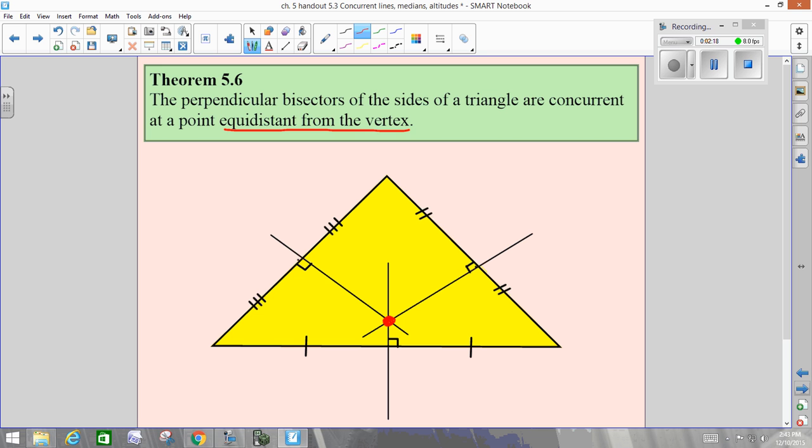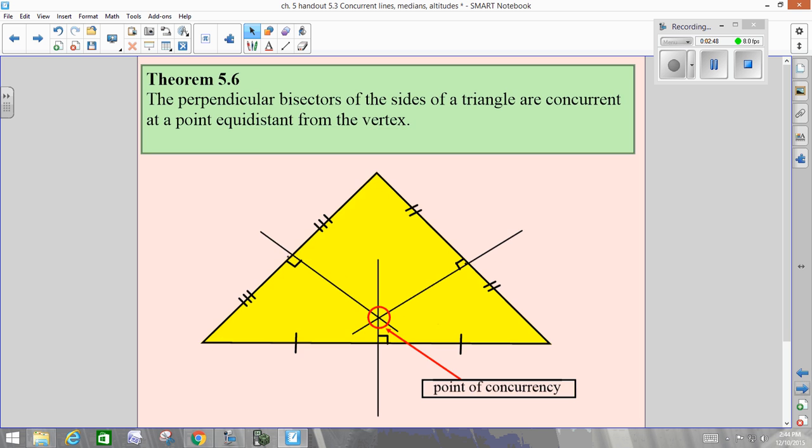The vertices are the corners of the triangle. So the distance from this point to the top vertex, the distance from the point to the right vertex, and the distance from the point to the left vertex are all the same. That's what theorem 5.6 says, that the perpendicular bisectors meet at one point that's equidistant to each vertex. Got it? Put a little star next to that because we're going to come back to theorem 5.6.